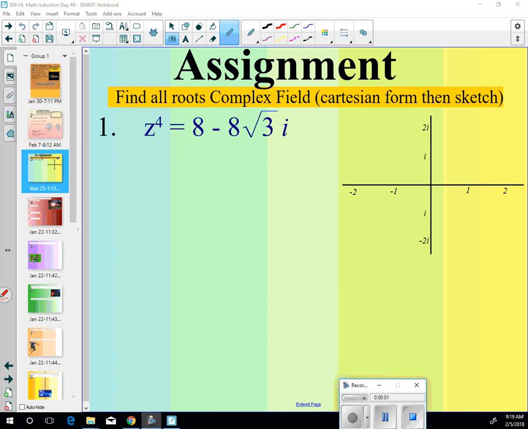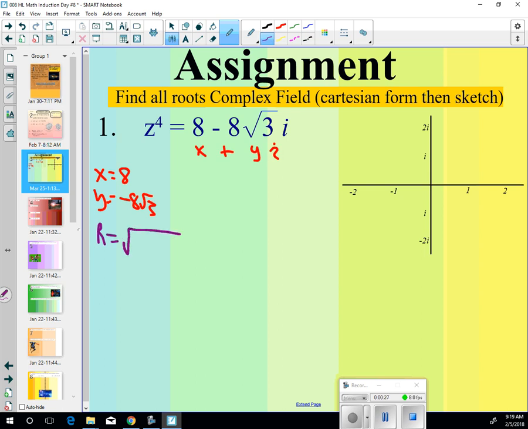We are looking at finding roots, and this is a great example of one. It says find the 4 roots of 8 minus 8 root of 3. So the first thing you do is you say, oh, this is x plus yi. X is 8. What's y equal to? Negative 8 root of 3. Good. So now we can find r.